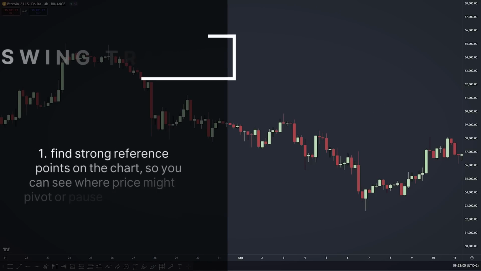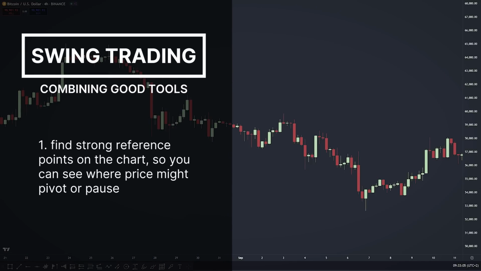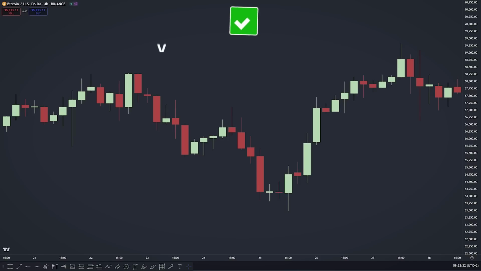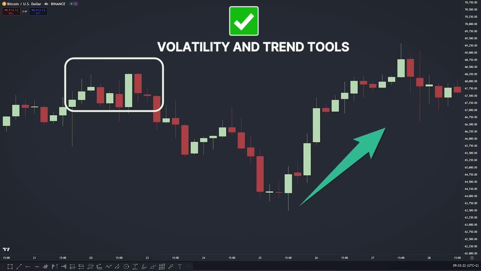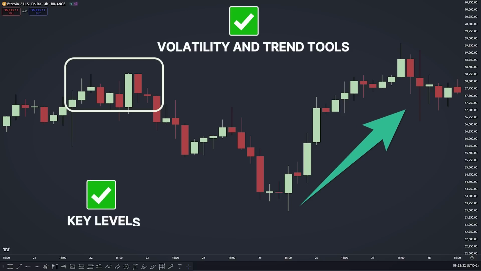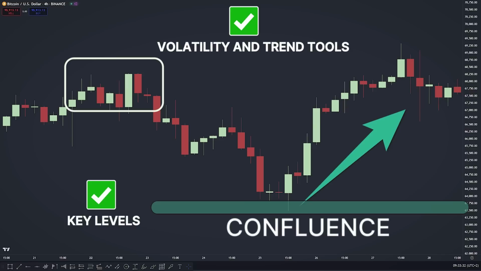The key to successful swing trading is combining good tools. You want strong reference points on the chart so you can see where price might pivot or pause. You want some tools that show volatility and trend. You also want to watch key levels that can trigger bigger moves. Basically, you look for confluence. Multiple tools point to the same region. So let's talk about it.